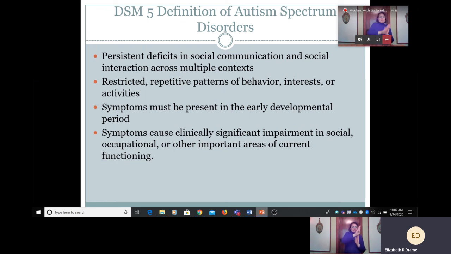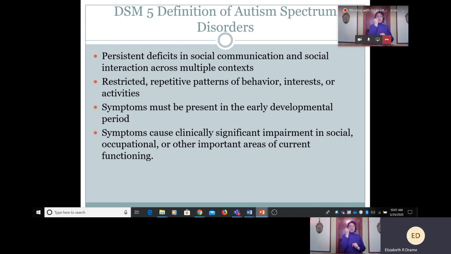So even if somebody receives a diagnosis later in life, they have to be able to have some documentation, through medical developmental records or through parent report, that there were symptoms that showed up in an early developmental period.